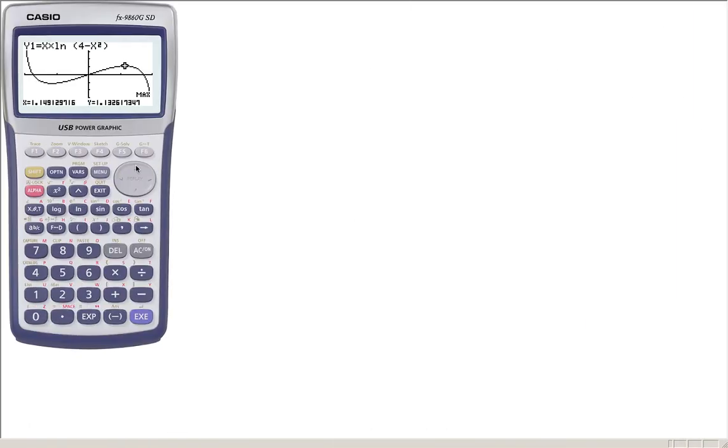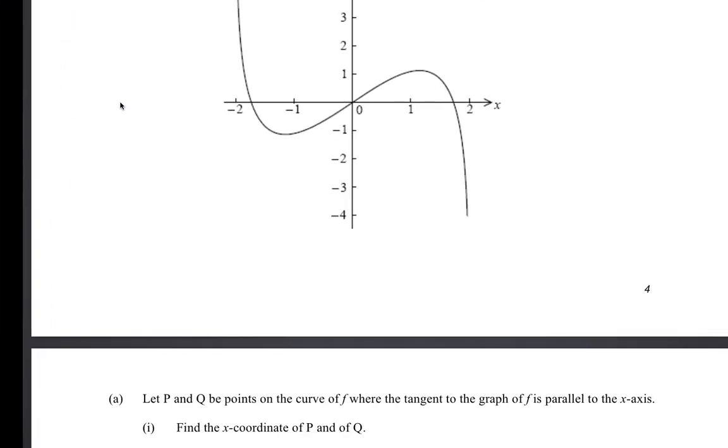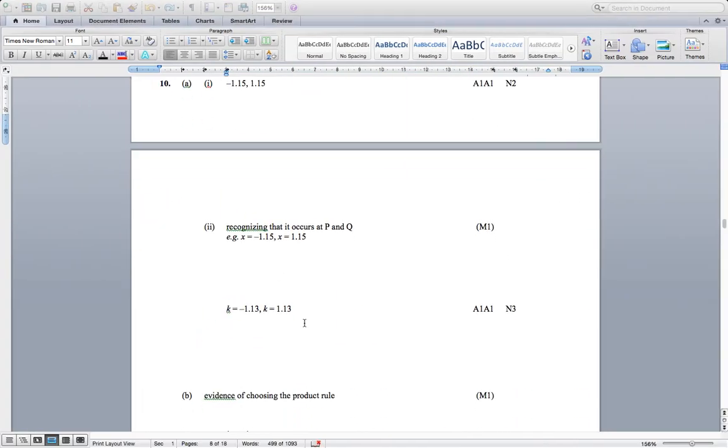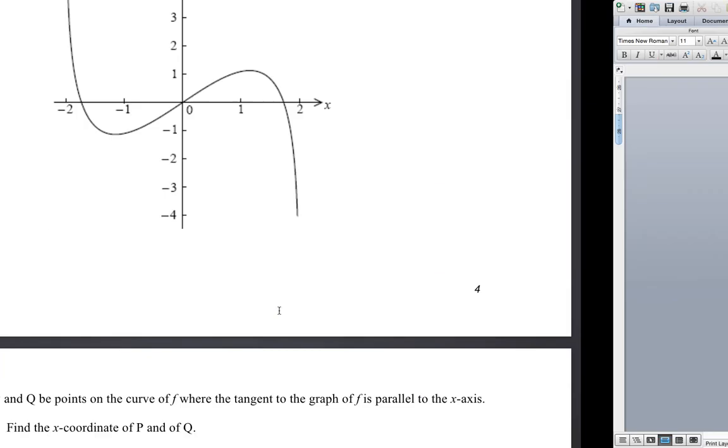So let me find it. So here the y coordinate is 1.13. So G solve minimum, y coordinate is minus 1.13. So the values of k are minus 1.13 and plus 1.13. So let me check. Yeah, recognizing that it occurs at P and Q. So k is minus 1.13 or k is plus 1.13, right?